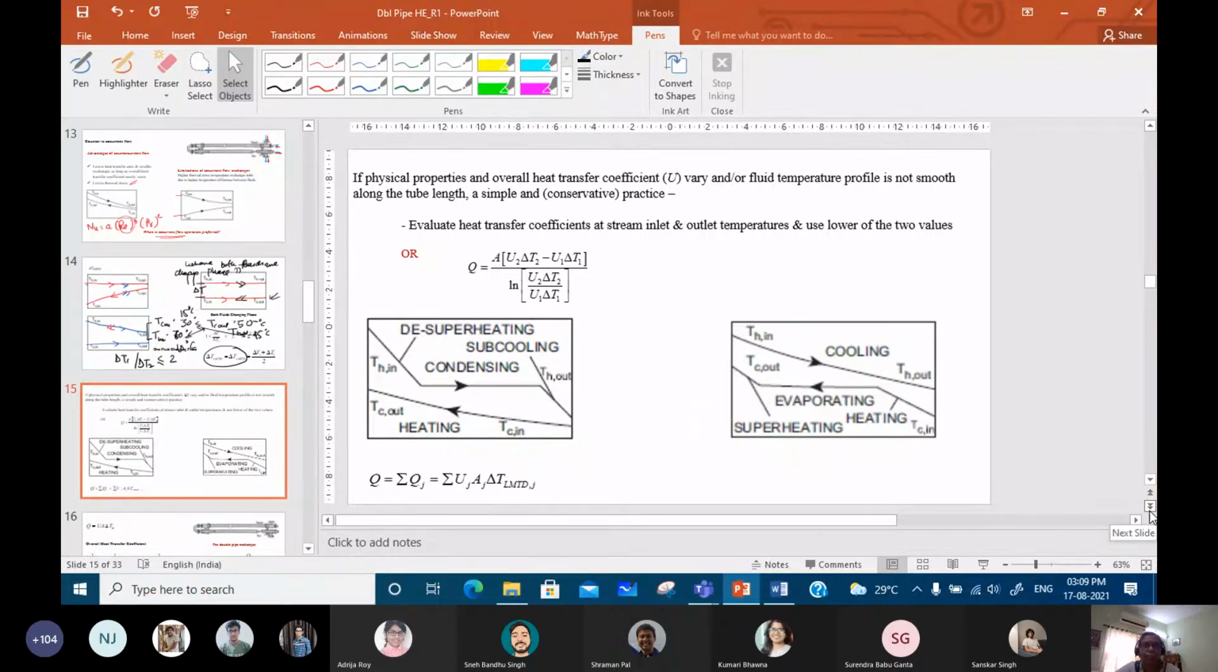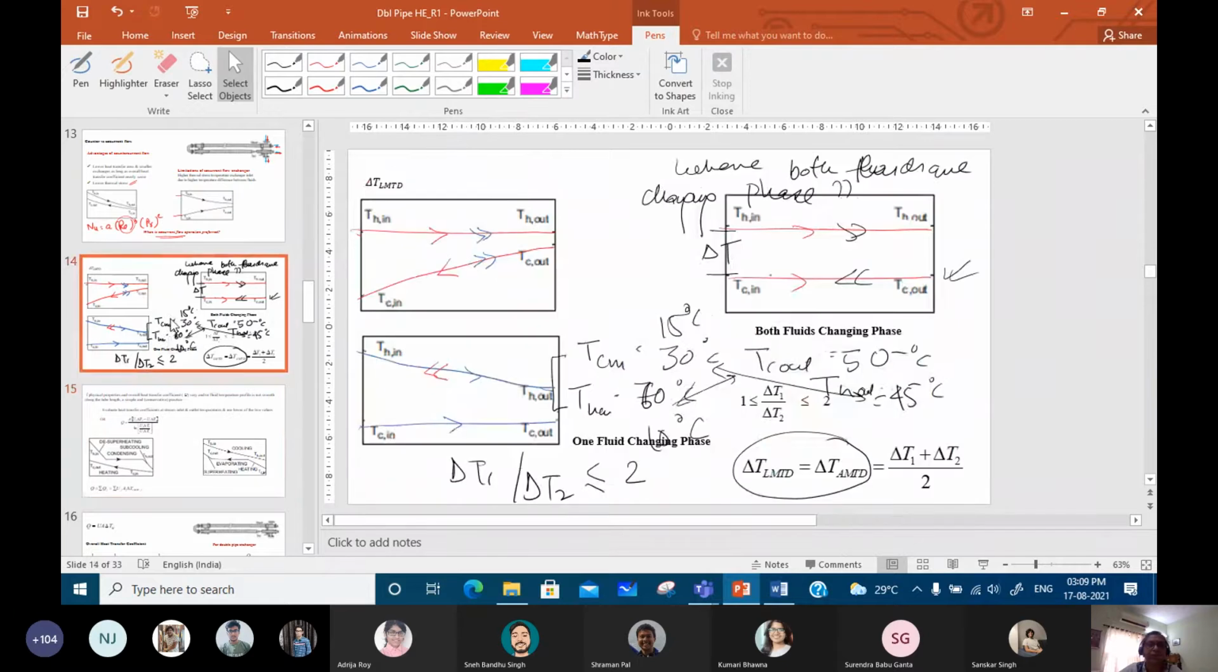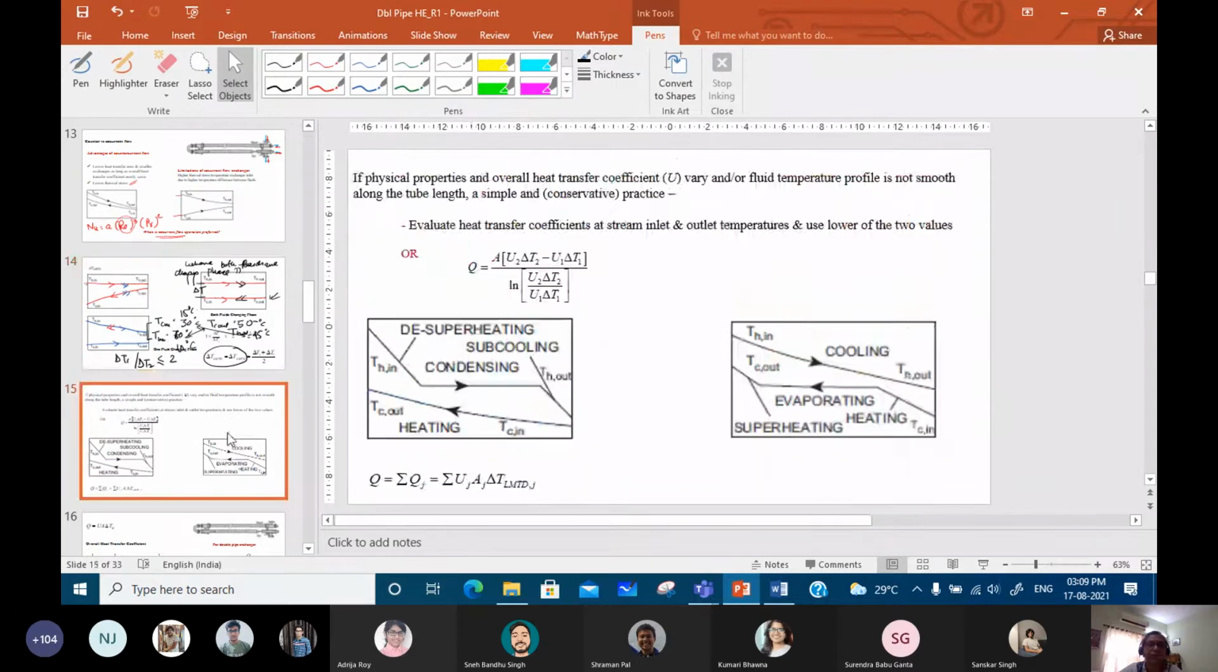Now I have one more question for you. Suppose, say for instance, you find out that your temperature profiles are not such continuous curves as I have shown. For instance, suppose there can be a heating section, a condensing section, etc. For such cases, how do you find out LMTD?